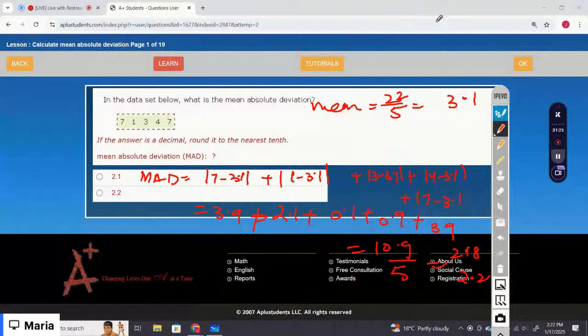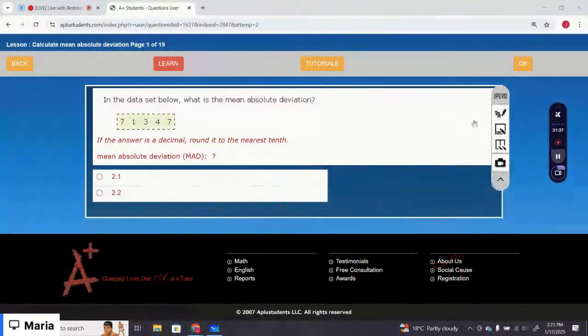Got it? Option number 2 is the correct option, that is 2.2.